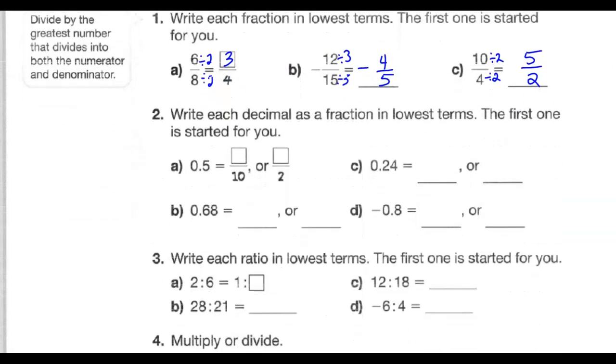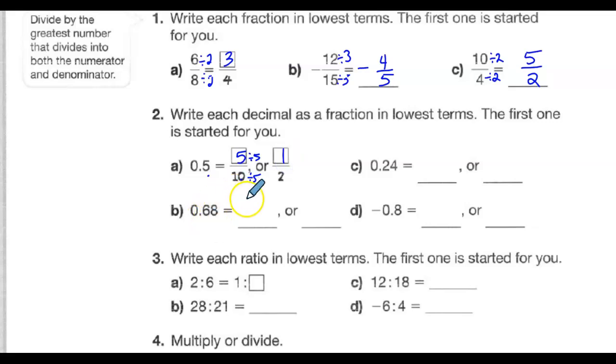Next one, write each decimal as a fraction in lowest terms. The first one is started for you. So you need to remember that this is the 10th digit, which means the denominator is 10. So that's 5 over 10. And then when we reduce that, 5 goes into both. So that's 1/2.